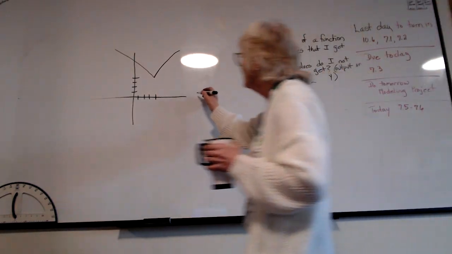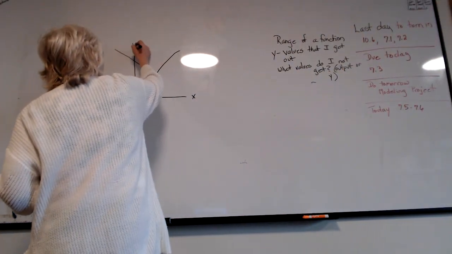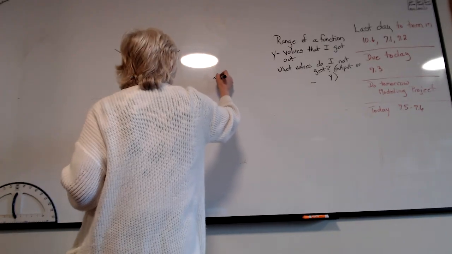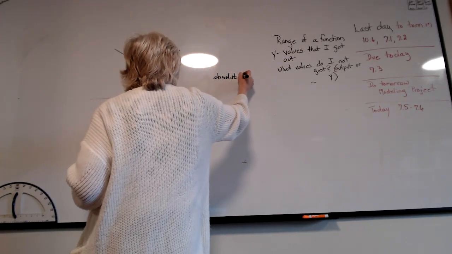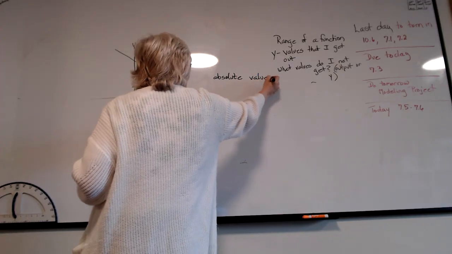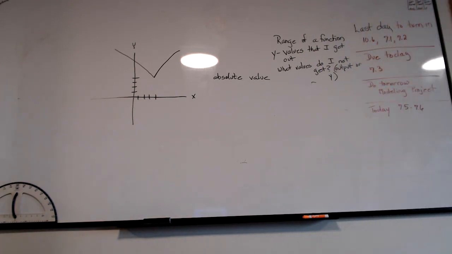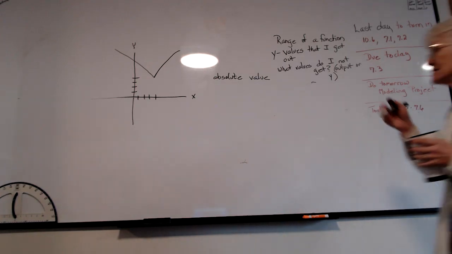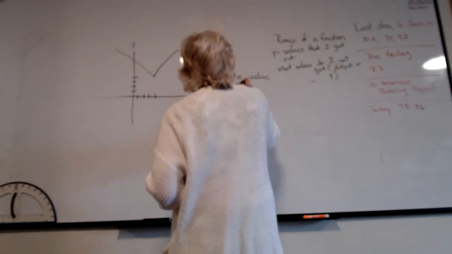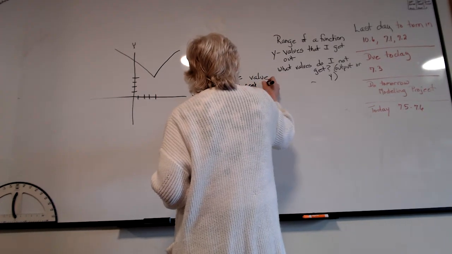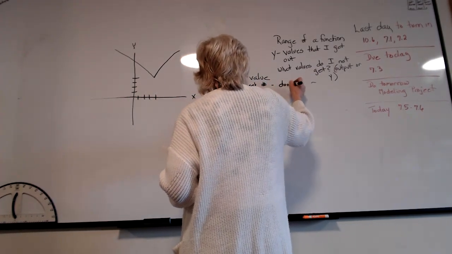X is here. Y is here. This is an absolute value. This is the last problem before we go on break. Okay, so what kind of values can I put in for X? Look at the graph. I can put any real numbers in, so that's my domain.